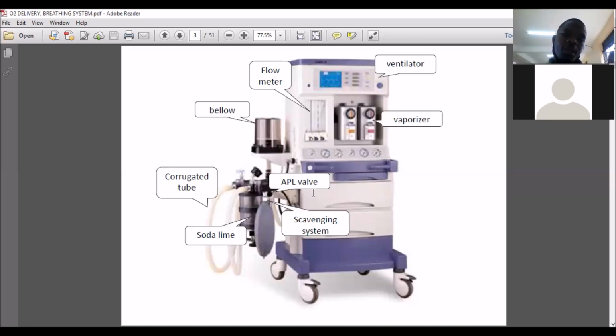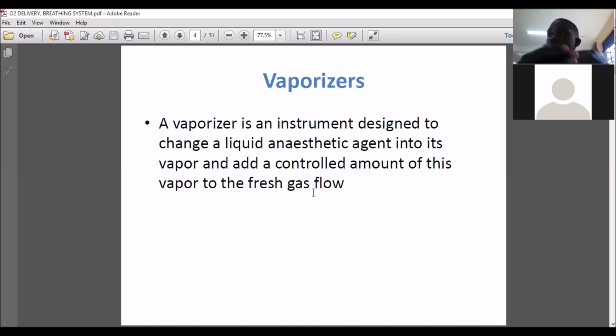Then the APL valve, it is adjustable. We shall cover those in front, but that one is to determine how much of the gas goes into the valve. It is also used to turn the system into either a semi-closed, a closed, or semi-open system. Then the scavenging system, that's the one attached to the other bulb. Then the soda lime is for absorption of carbon dioxide. So we shall go through all of them in front. Okay, that was like an overview.